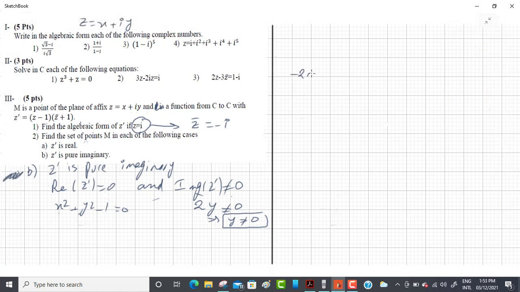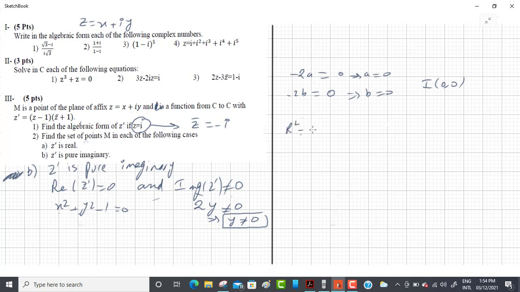We explained before how to find the center and radius of a circle. This is the equation. Minus 2a equals the coefficient of x. There is no x, so a equals 0. Minus 2b equals the coefficient of y. There is no y to the power 1, so b equals 0. So the center I will be 0, 0, the origin.